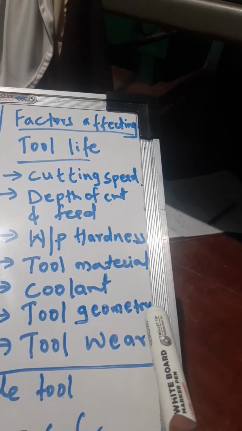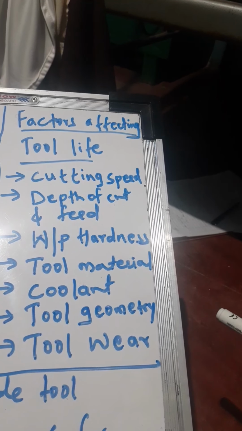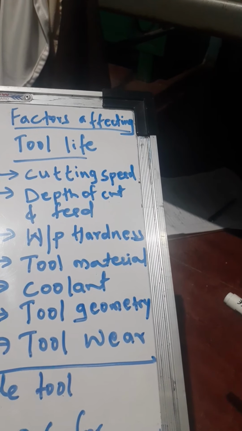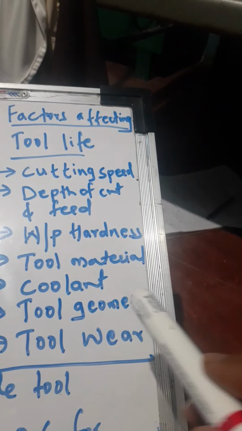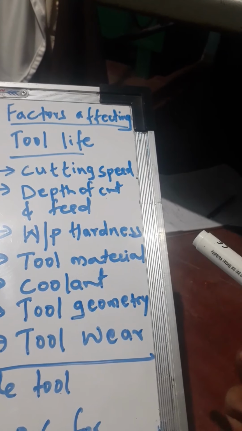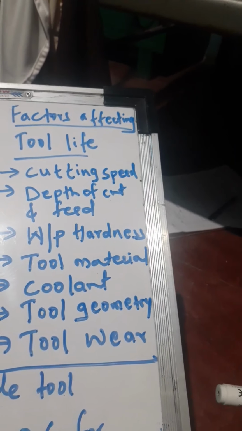Tool geometry: you have to see whether you have used the proper tool geometry, that is, whether you have fixed the particular rake angle or not. The tool geometry is going to affect the tool life. Tool wear, whether it is crater wear or flank wear, will again affect the tool life.